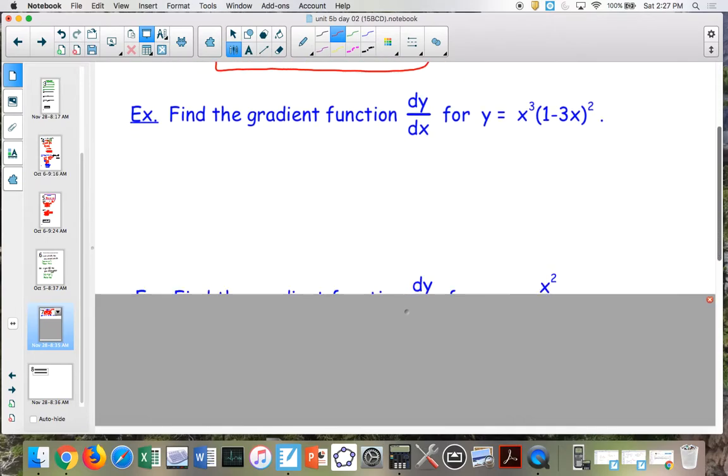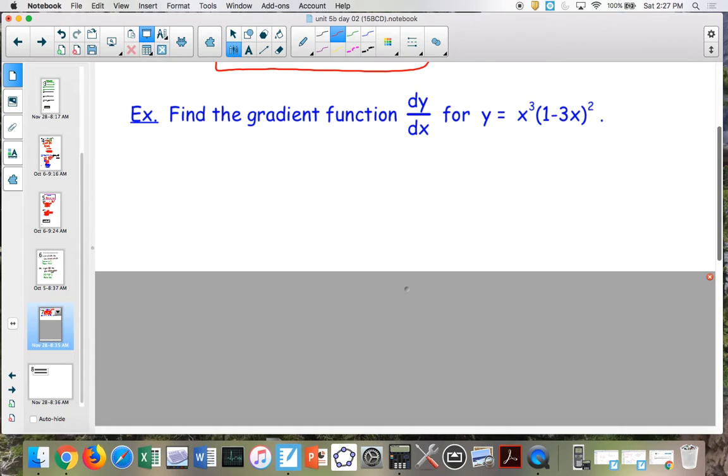So we'll work through this a little more quickly. So dy/dx is going to equal the derivative of the first function times the second function plus the first function times the derivative of the second function.